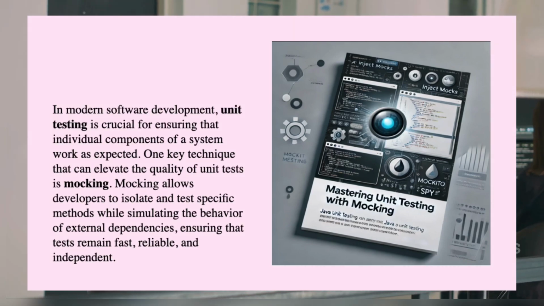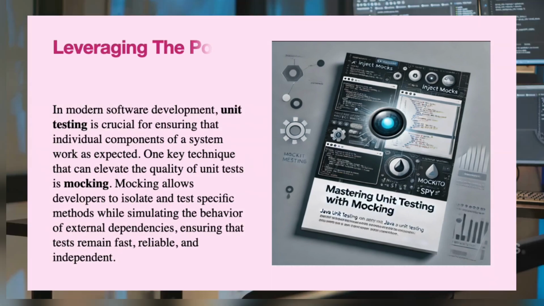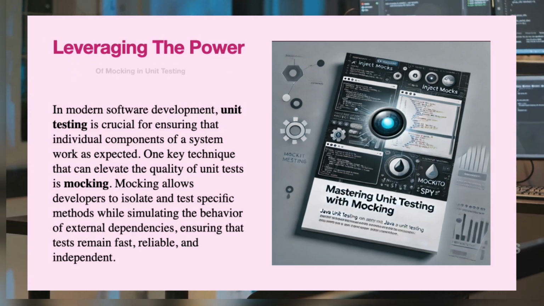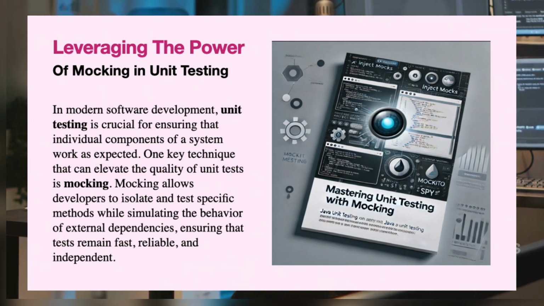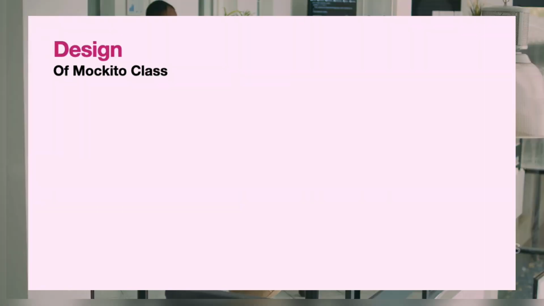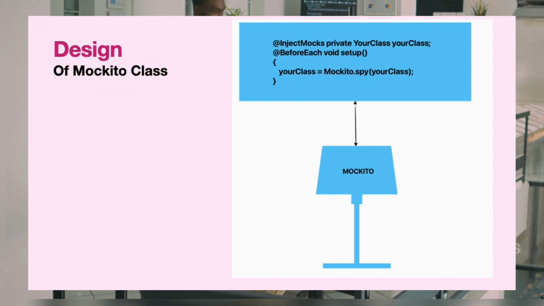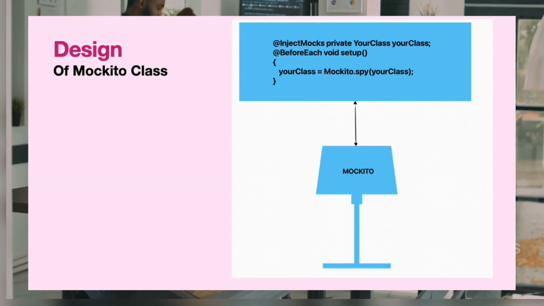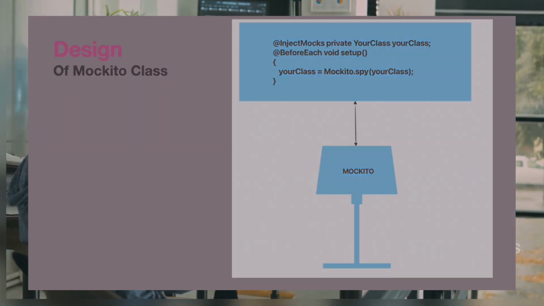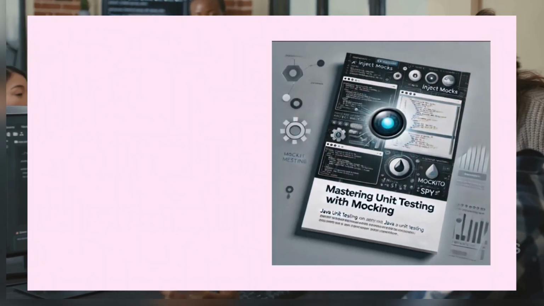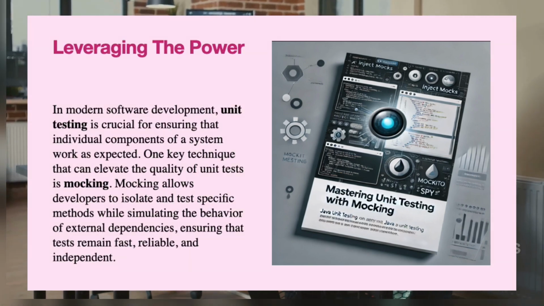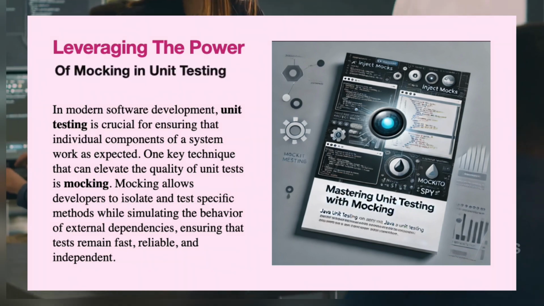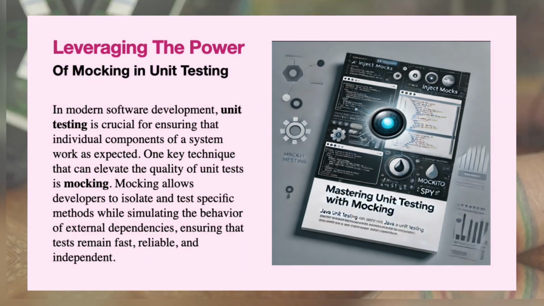Imagine you're testing a method that relies on a database call. Instead of actually connecting to the database, which can be slow and unpredictable, we can use a mock object to mimic the database's behavior. This mock object allows us to define exactly what data our method should receive from the database, making our test deterministic and fast. By controlling the environment in this way, we can focus solely on testing the logic of the method itself without worrying about external factors. This isolation is what makes mocking such a powerful tool for unit testing.